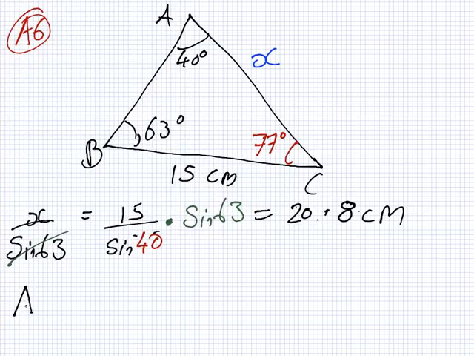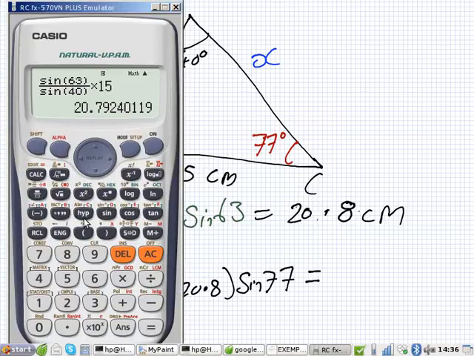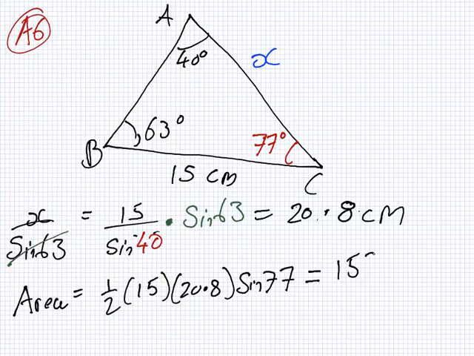Okay, and now, area. That's a half times 15 times 20.8 times sine 77. It's around 152. Okay, let's have a look here. What did you get about? 152. Yeah? So, for the final answer, three significant figures. Okay, can we go on to seven now?